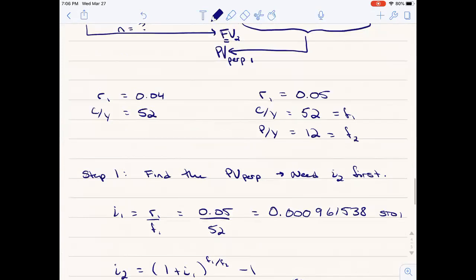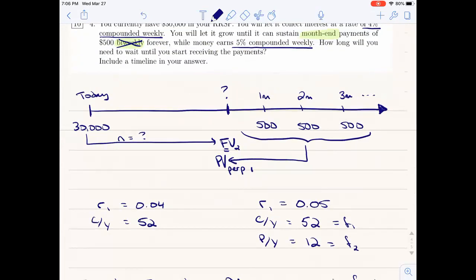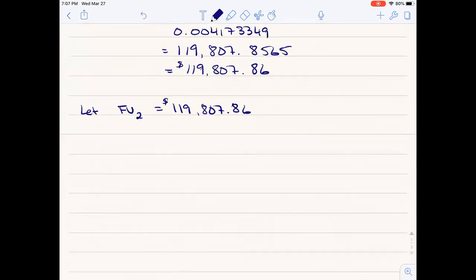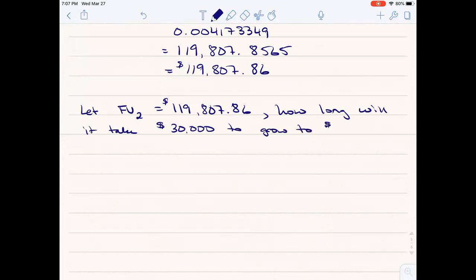So now we know that our 30,000 has to grow to 119,000-ish. Right? How long is that going to take? Let future value 2 equal 119,807.86. How long will it take 30,000 to grow to 119,807.86?